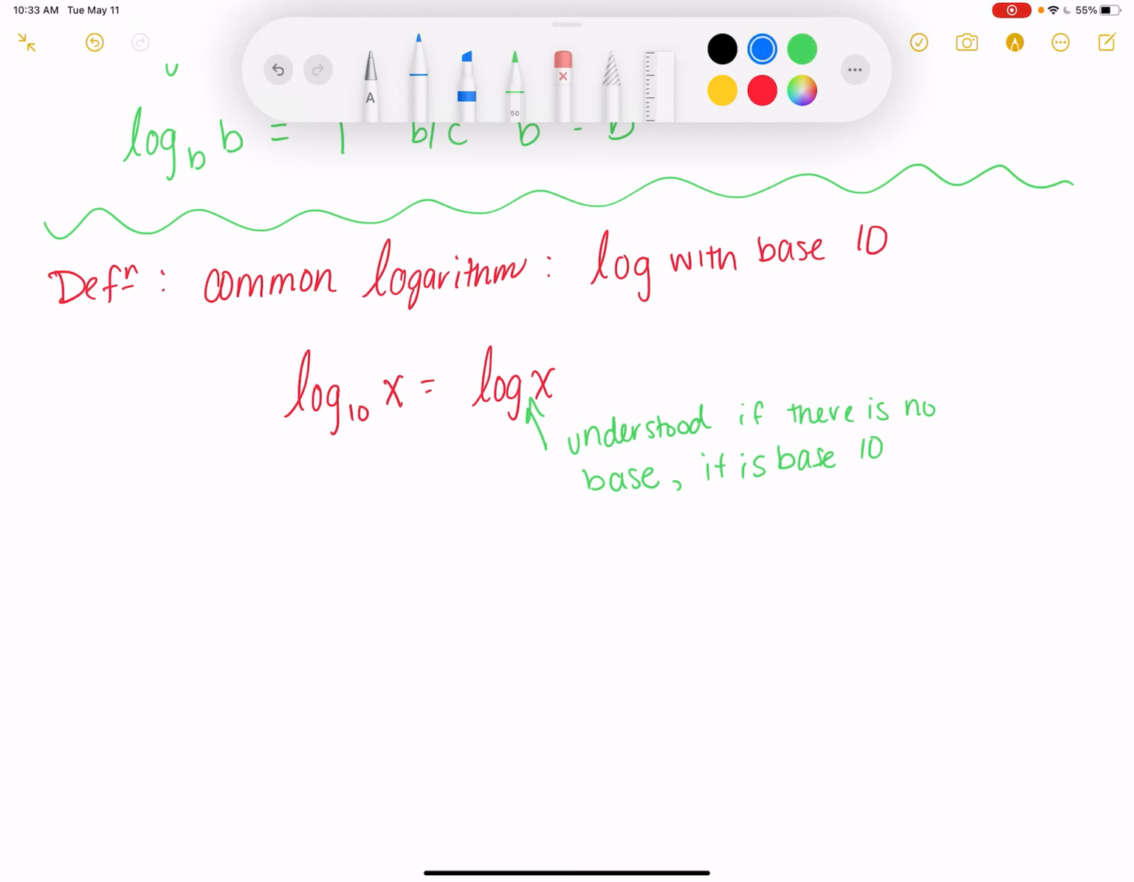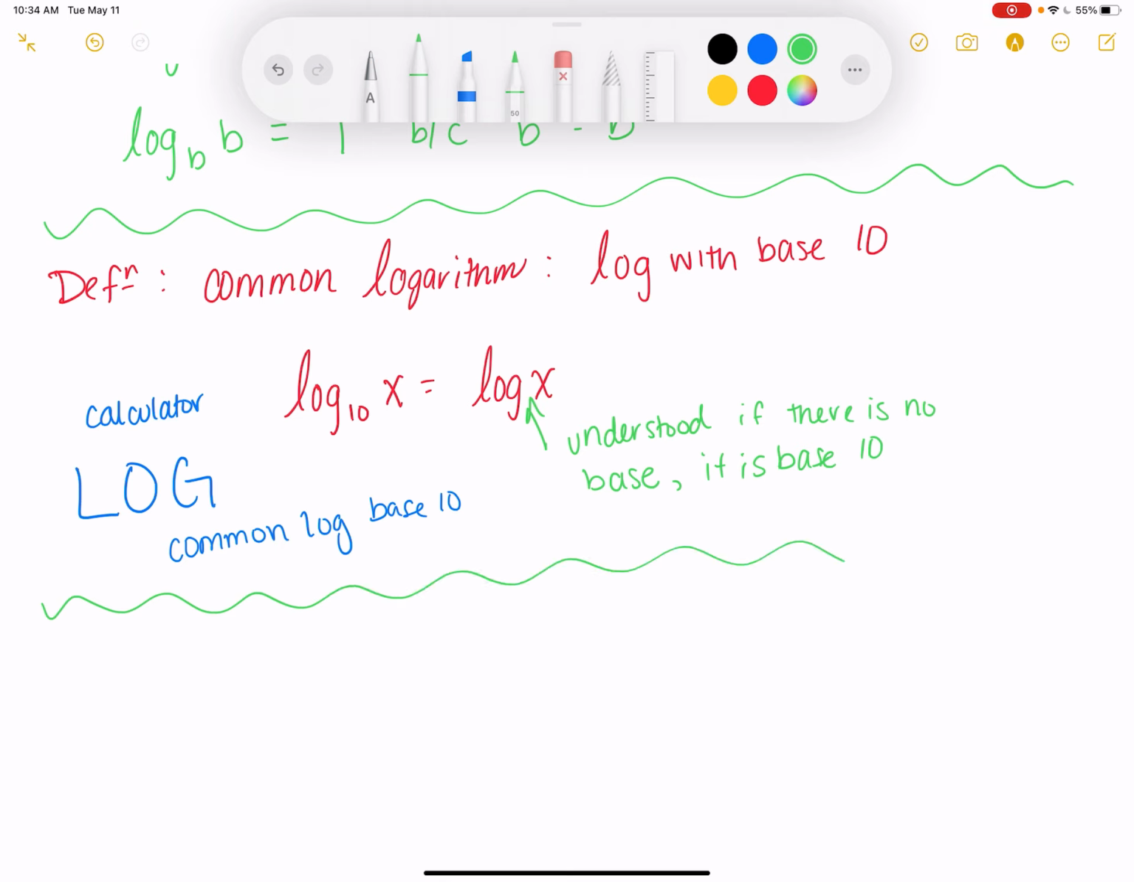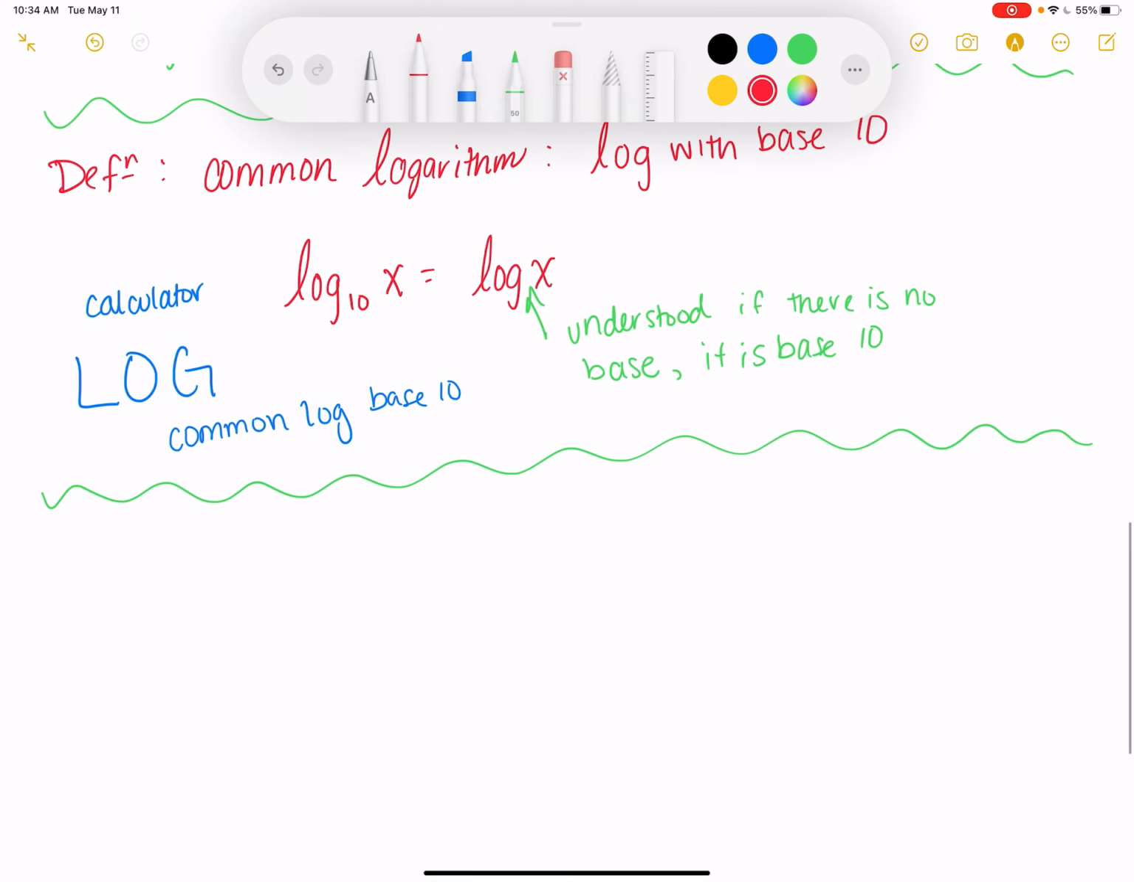Okay, on your calculator, that doesn't mean we're using them, but just so you are aware, there is a big button on the left-hand side that says log. That is for the common log of base 10. All right, so we have a common log.